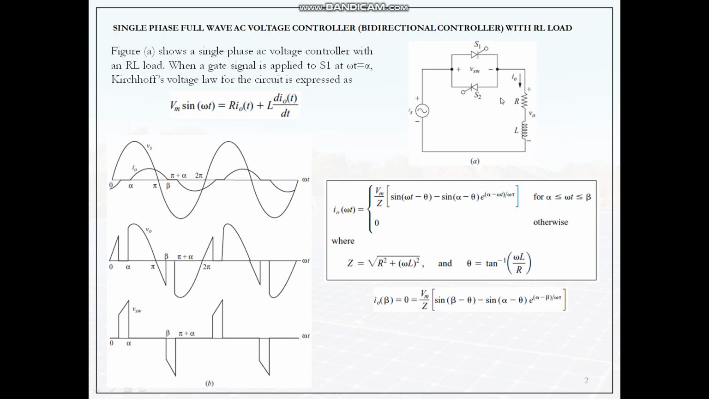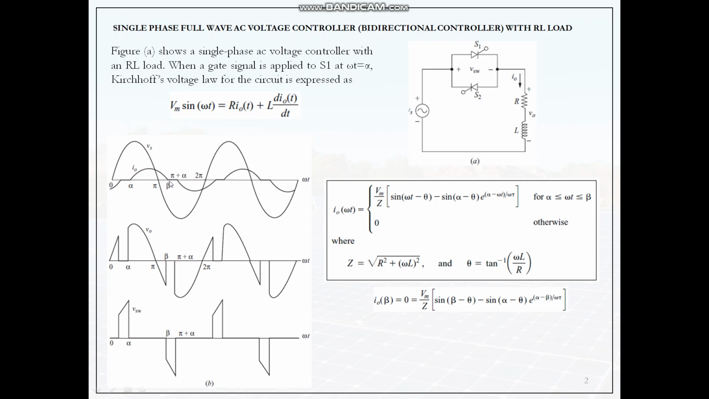So input and output are connected through this thyristor. You can see that current is flowing from alpha, but it will not be zero at pi because of the inductive load. Rather it will be 0 at an angle beta, which is higher than pi. So the output we will get from alpha to beta. From alpha, the output voltage will be equal to the input voltage. Then at pi, the output voltage becomes 0.